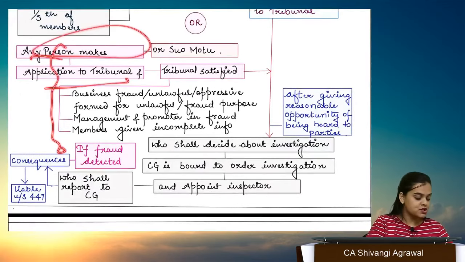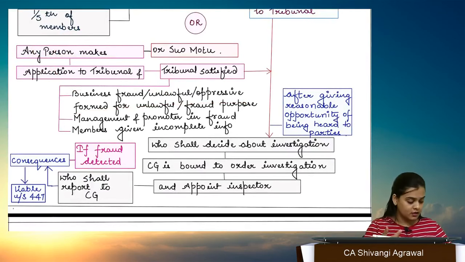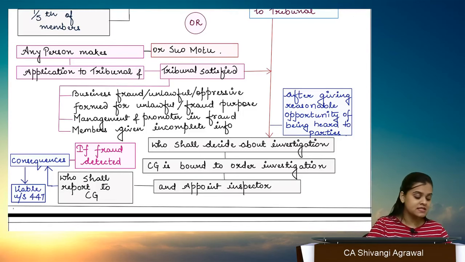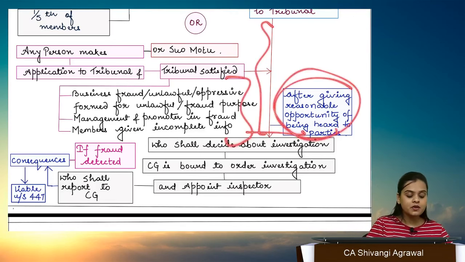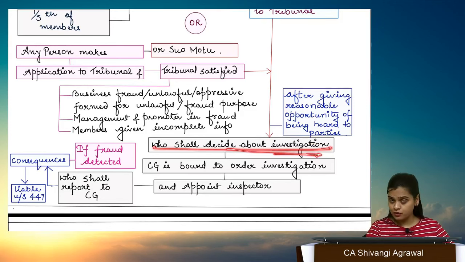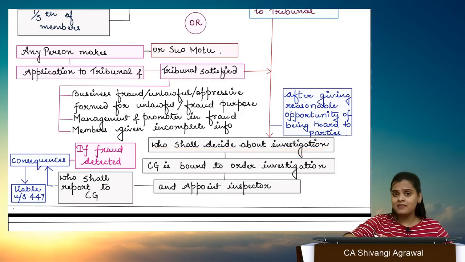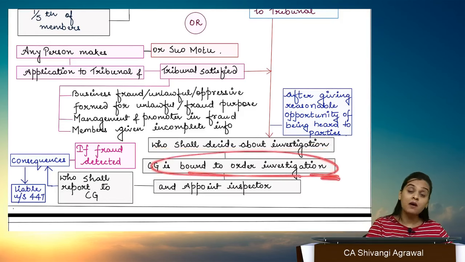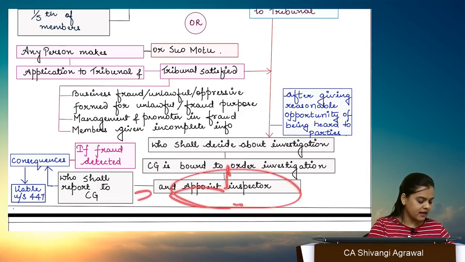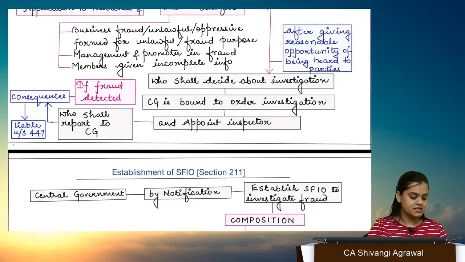But when any other person makes an application, the tribunal has to be satisfied of any fraud or any unlawful activity, any oppression. If the company is formed for an unlawful purpose, the management or the promoters are involved in fraud, or the members are not being given complete information. So in such situations, the tribunal, after giving reasonable opportunity of being heard to the parties, then decides whether investigation should be carried out or not. And if the tribunal decides that yes, investigation should be carried out, then it is going to direct CG the same, and CG is bound to order investigation. CG cannot say, okay, I'll see whether it has to be done or not. No. So CG will appoint an inspector, and the inspector will prepare a report and give it to the central government.